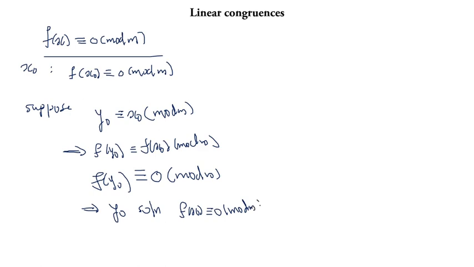That is, if we get a solution x naught, then any integer that is congruent to that element is also a solution of the congruence. That means there are infinitely many solutions for the congruence f of x congruent to 0 mod m. But the solutions belonging to the same residue class modulo m will not be considered as distinct solutions. Therefore, we will consider only those solutions which are incongruent modulo m. Note that f of x congruent to 0 mod m has at most m solutions. All other solutions belong to the same residue classes.